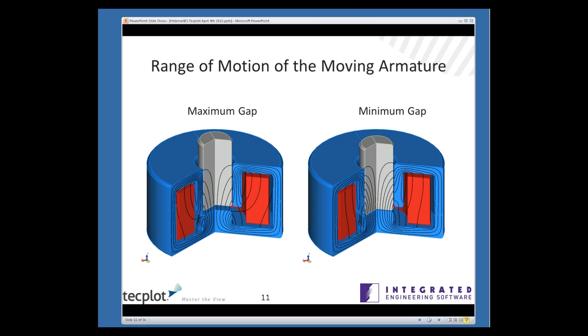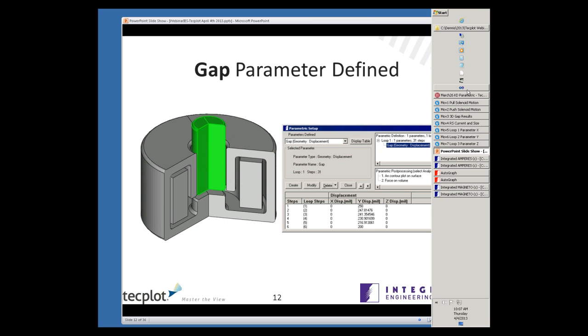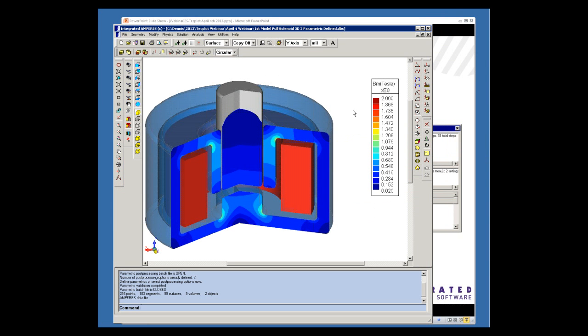I'm going to demonstrate the parametrics with the first type of analysis, the range of motion type parametric, and I'll do that using the pull type solenoid, and I'll move the armature from its maximum gap to its minimum gap. So this is the way it looks in our 3D Amperes software, and I've shown the graphical interface for defining the parametrics. So now I'll open the Amperes program. This is our 3D magnetics program.